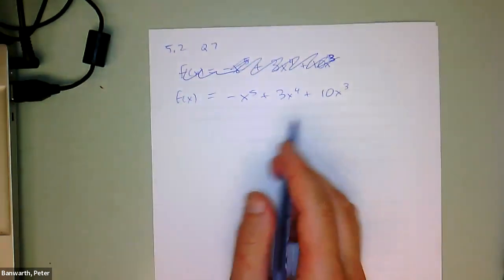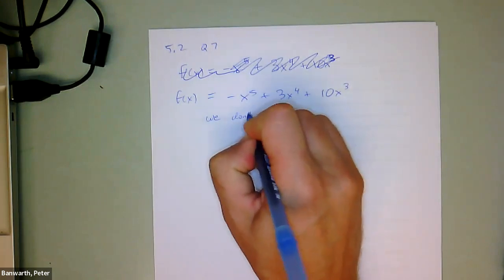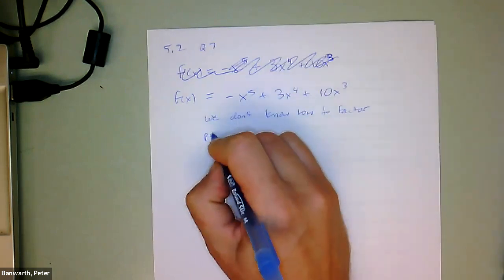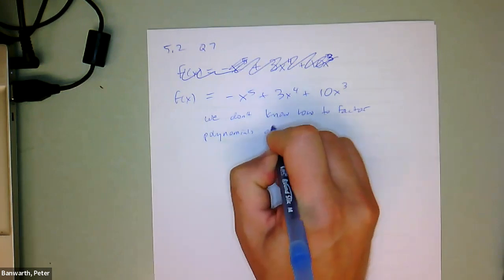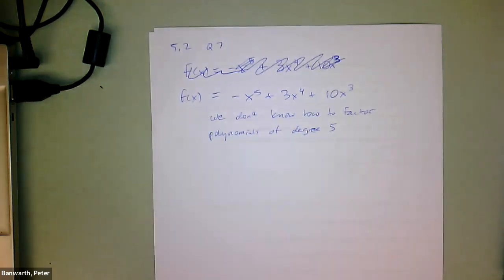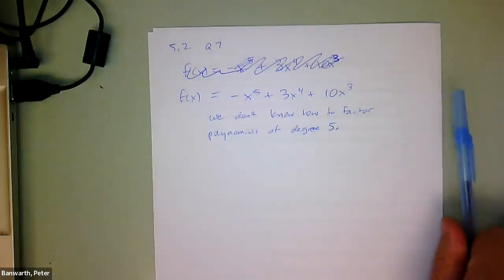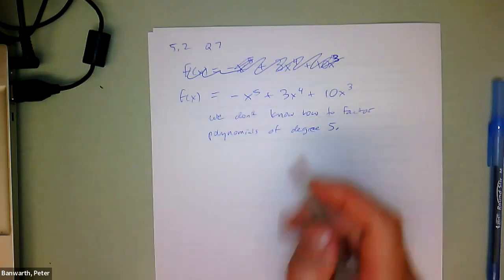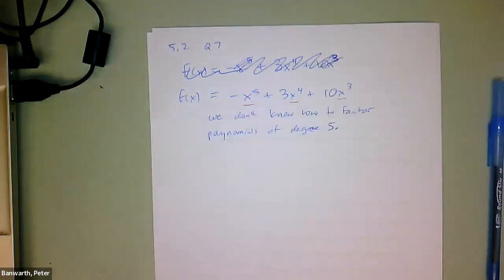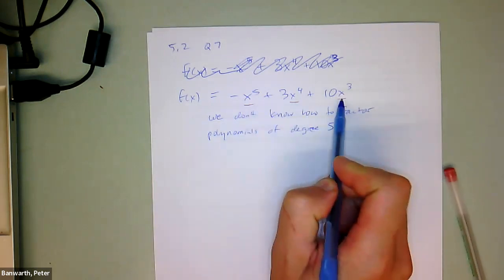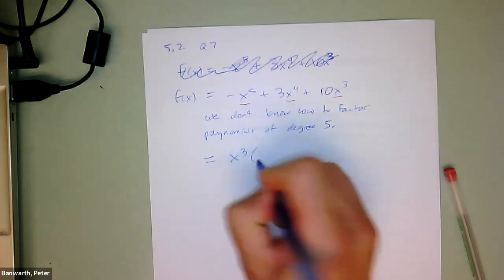So the first thing you should notice is we don't know how to factor polynomials of degree 5. We don't have the tools to factor polynomials that are greater than degree 2. So there must be something going on. So don't panic if you see a 5th degree and you're asked to factor. What that probably means is that you can do a little bit of analysis of the function and realize that's an x to the 5th, that's an x to the 4th, and an x cubed. I could pull an x cubed out of the whole thing.